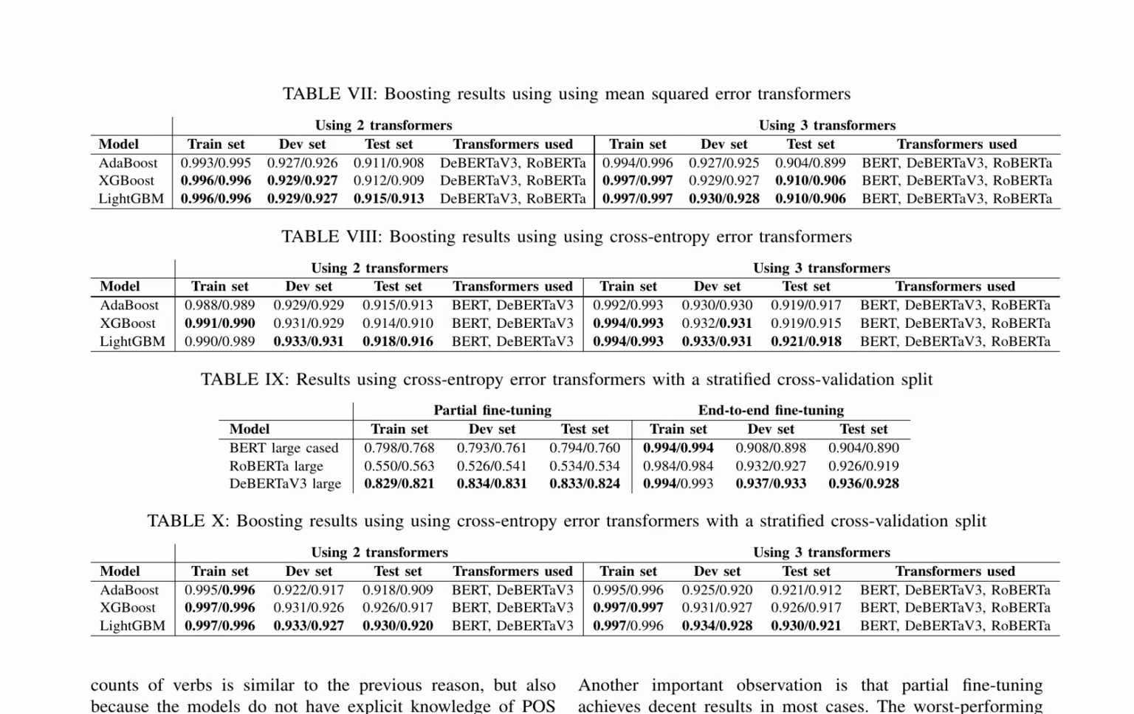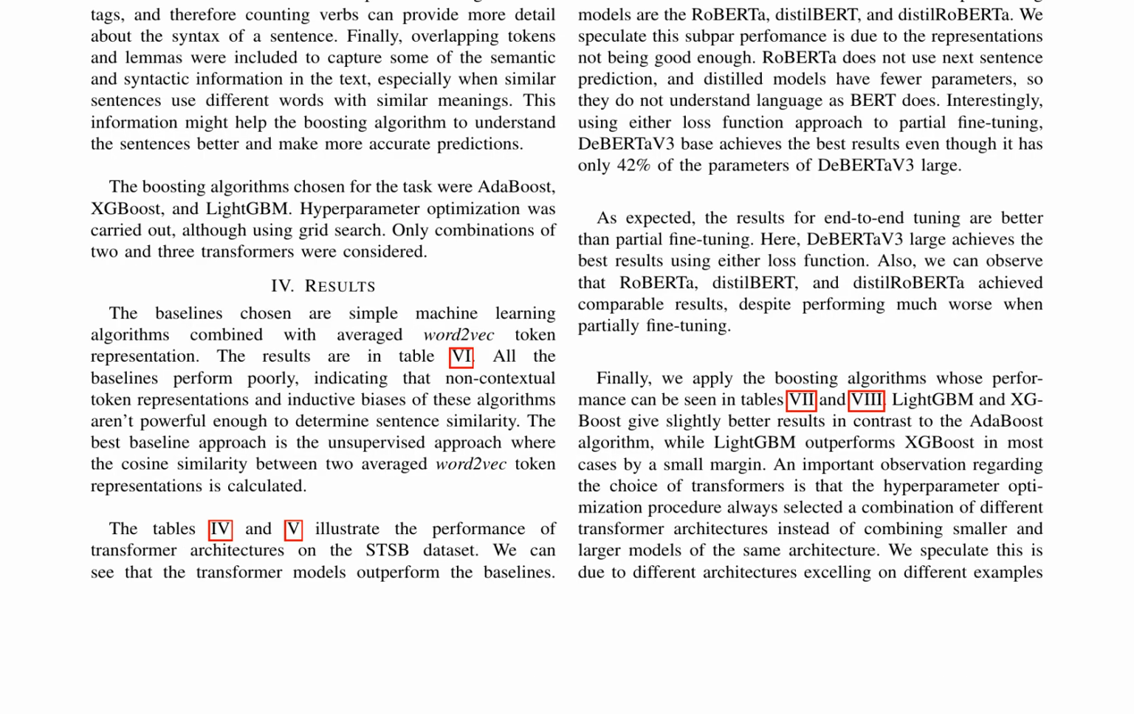Table X presents the results of using cross-entropy error transformers with a stratified cross-validation split, comparing partial fine-tuning and end-to-end fine-tuning approaches. The results indicate that end-to-end fine-tuning achieves better performance than partial fine-tuning, with DeBERTa v3 large achieving the best results. Table X displays the boosting results using cross-entropy error transformers with a stratified cross-validation split, again comparing 2 and 3 transformers. The results show that the boosting algorithms achieve improved performance when using multiple transformers, with LightGBM and XGBoost performing slightly better than AdaBoost.